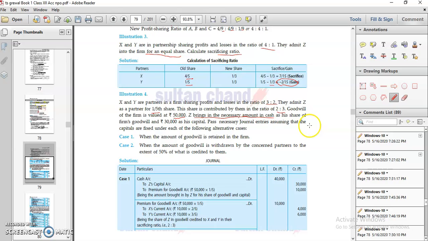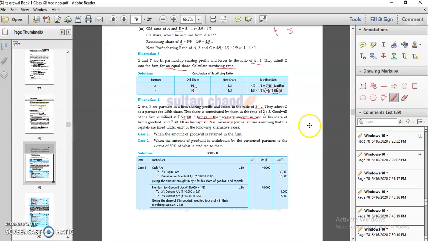So let's see. The first case is when the amount of goodwill is retained in the firm. Then, when the amount of goodwill is withdrawn by concerned partners to the extent of 50%. So this we can see.